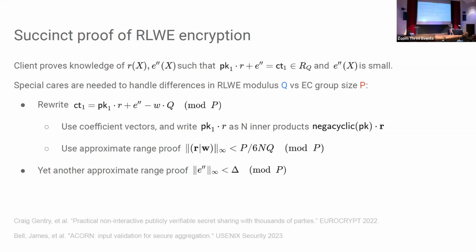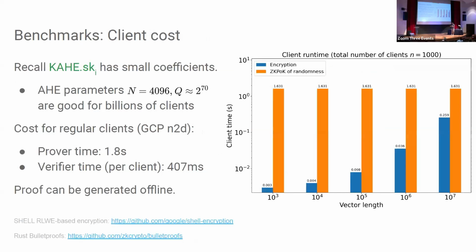So the detailed technique is pretty similar to Armadillo in the previous talk. And they all come from this work from Eurocrypt 2022. So let me show you some benchmarks. In our work, we choose the AHE parameters, which essentially is good for up to a billion clients.